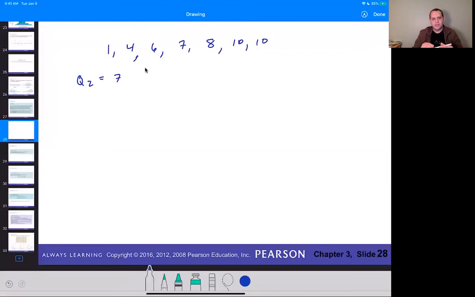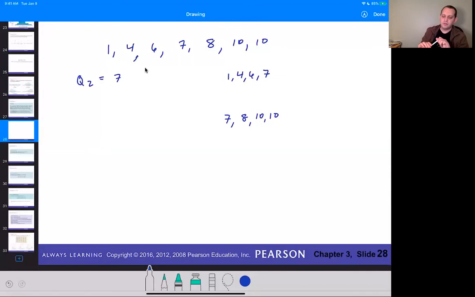The way that the book is going to go about finding Q1 and Q3 is that if you have an even number of data points, you're not going to include the median in your lower and upper half. But in our case, we have an odd number of data points, and so we are going to include the median in the lower and upper half. So if 7 is the median, this is going to split the data into 2 halves. We're going to have 1, 4, 6, and 7. This is what I call the bottom half, or the small half. There's also the top half, which is 7, 8, 10, and 10.